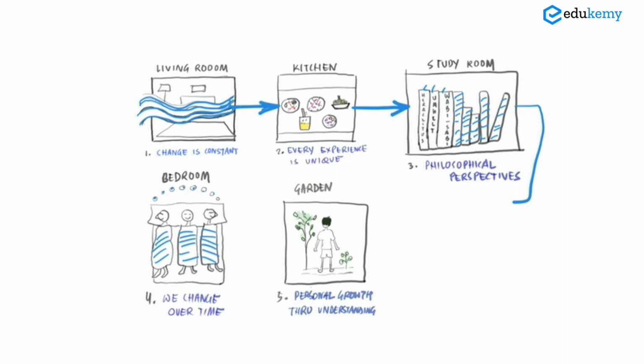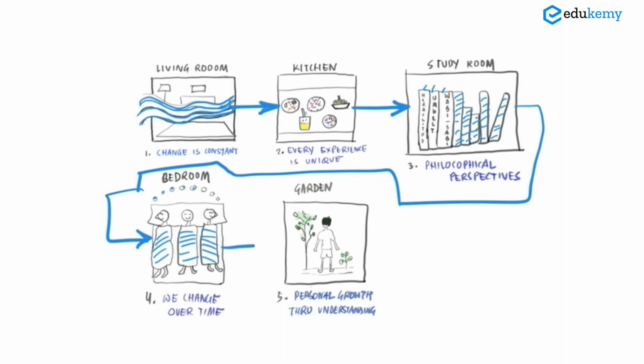And then you go into the bedroom and you see yourself sleeping in three different positions as time progresses. So you remember that you change over time, your perceptions change, and eventually you step out into the garden where you see the small plant and the big tree, and you realize that through personal growth or through understanding of change, you have personal growth.